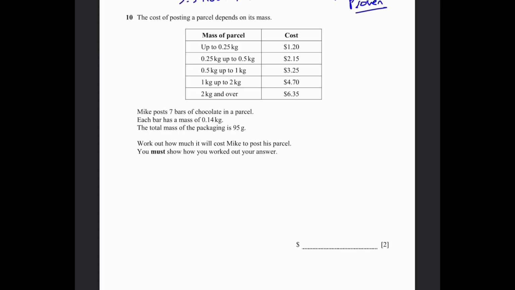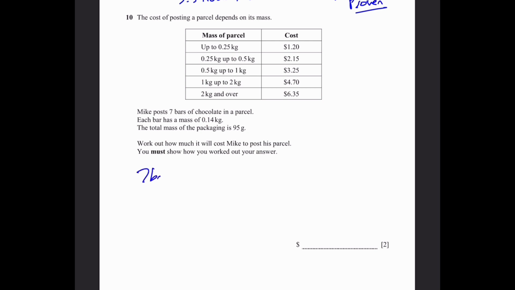Let's go to question 10. The cost of posting a parcel depends upon its mass. So the mass up to 0.25 kg is $1.20. 0.25 to 0.5, $2.15. 0.5 up to 1 kg, $3.25. 1 kg up to 2 kg, $4.70. 2 kg and over, $6.35. Mike posts 7 bars of chocolate in a parcel. Each bar has a mass of 0.14 kg. Total mass of the packaging is 95 grams. Work out how much it'll cost Mike to post his parcel. You must show how you worked out your answer.